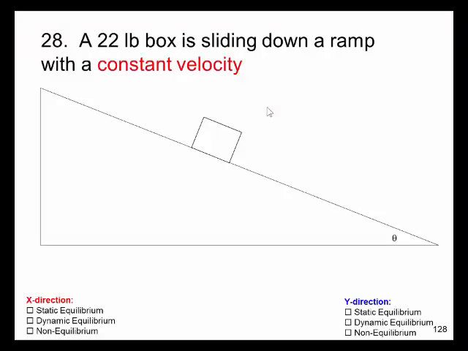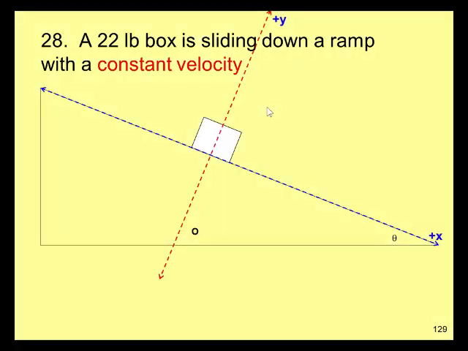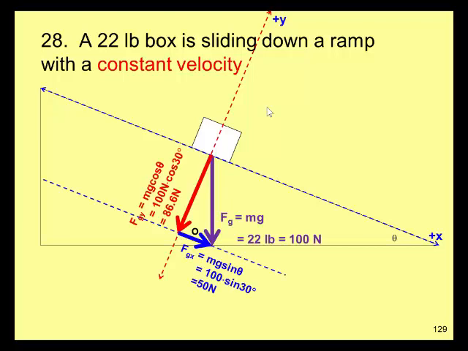Now let's revisit the same problem, same box, same ramp, and let it slide down the ramp with a constant velocity. So let's see what happens here. How does that differ from the last one? Still got gravity acting downward, and we can break it down as we did before, using a rotated axis. I'm going to use numbers on this so we can look at numerical results. So we've got 50 newtons of force acting down the ramp, and we've got 86.6 newtons acting into the ramp.